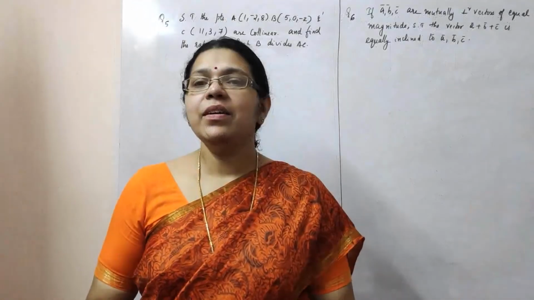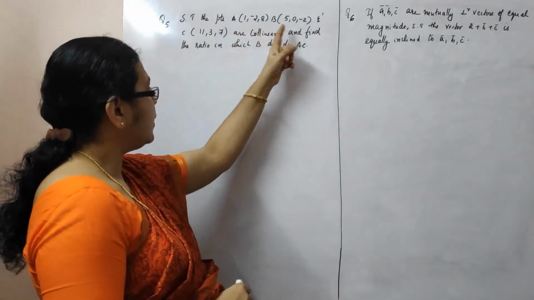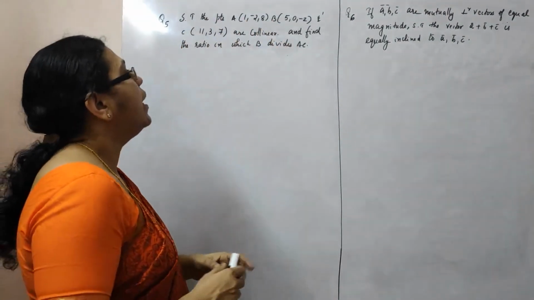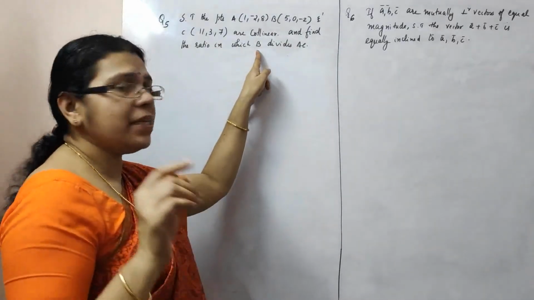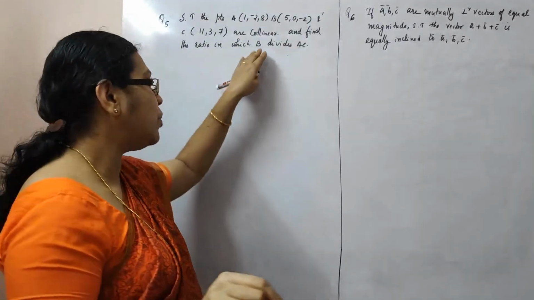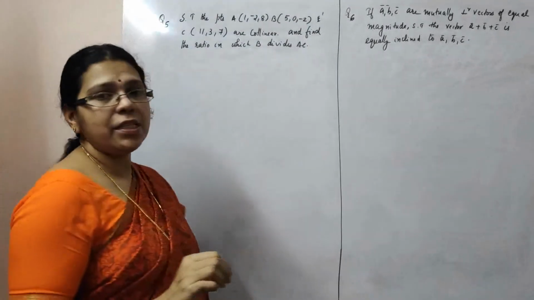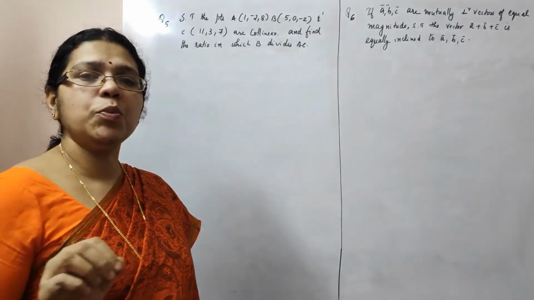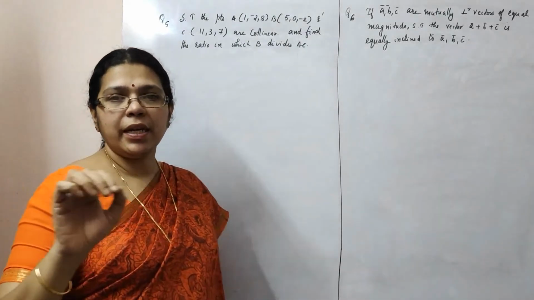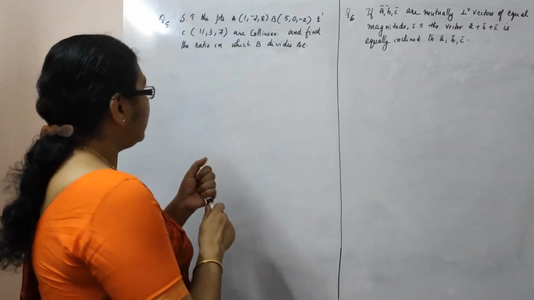Okay. Now, let's see the next question. Show that the points A, B and C are collinear and find the ratio in which B divides AC. So B is the one that is dividing AC. That is what the second part of the question says. Now the first part says to show that they are collinear. Collinear means the points are lying on the same line, or they are parallel. Okay, so collinear.